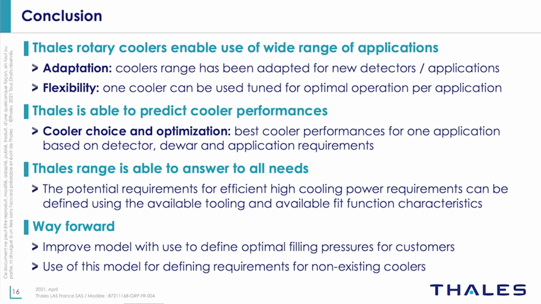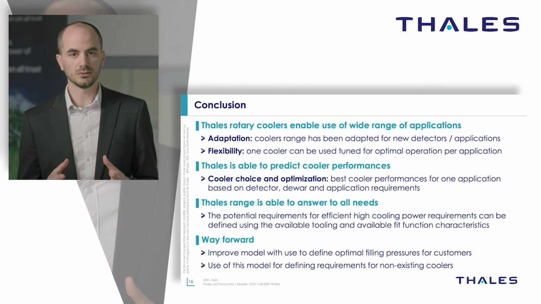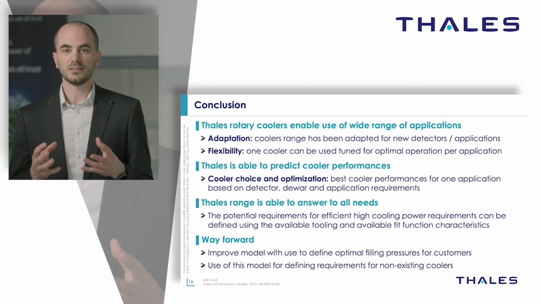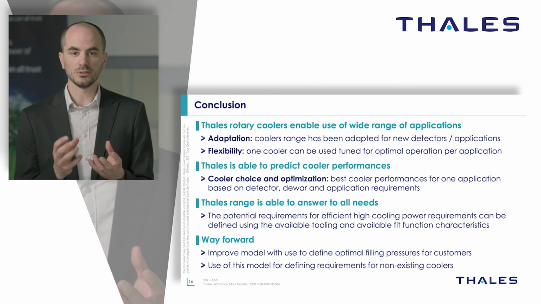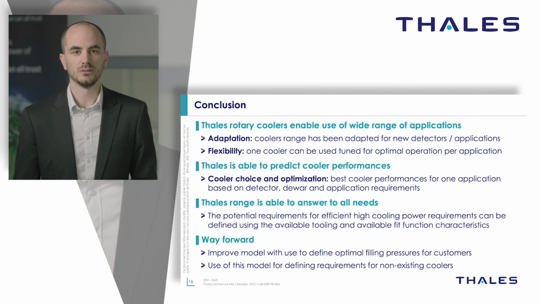To conclude, we saw that our coolers can be adapted and are flexible. One cooler can be used for several applications. The range for one cooler is very high, and can be used for a wide range of cold temperatures, for instance. We are able to predict the cooler performance for all of this range, and we are able to optimize this cooler in order to have the best product for your needs. The range of our coolers can answer all the needs, and if we see that a cooler is missing, if a range zone is missing, we develop a new product in order to increase our applicable range.